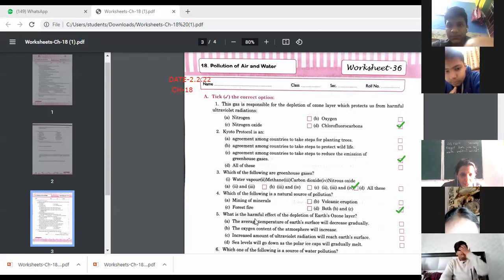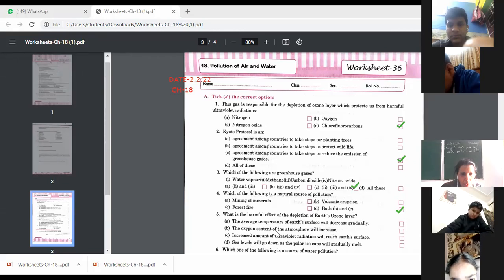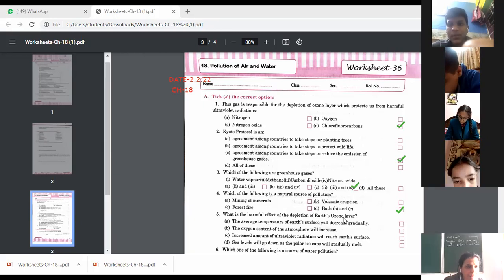Number 5. What is a harmful effect of depletion of Earth's ozone layer? The Earth's ozone layer is depleting. What can be the effect? A, average temperature of the Earth's surface will decrease. B, oxygen content of the atmosphere will increase. C, increased amount of ultraviolet radiations will reach Earth's surface. D, sea levels will go down as the polar ice caps will gradually melt. So if the Earth's ozone layer is going to be depleted, then what will be the effect?